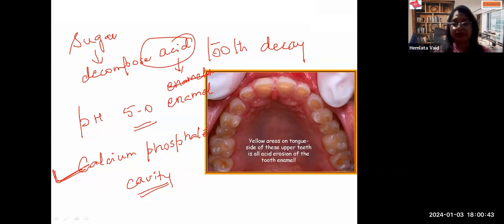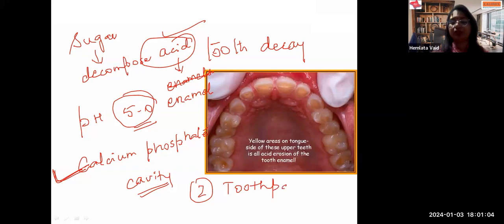This happens because, as I told you, the pH becomes less than 5. Why less than 5? Because acid production takes place. So first advice is have less amount of cold drinks and sugar and chocolate. Second, you should brush your teeth with a toothpaste which has a mild base in it. The reason is the base will neutralize the acid on the teeth, right?